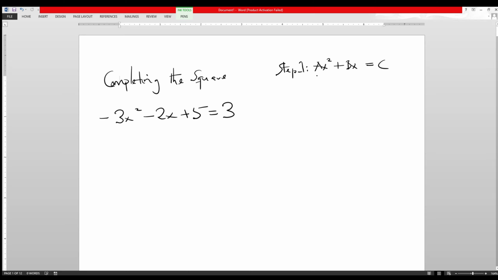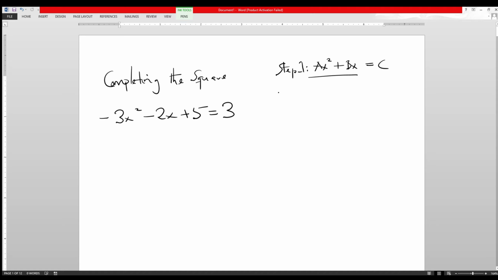Or we need to have the variables on the left hand side of the equation. Okay, in this case our variable is x. So we need to have the x terms on the left hand side of the equation, or we should have constants only on the right hand side of the equation. So that is step 1.